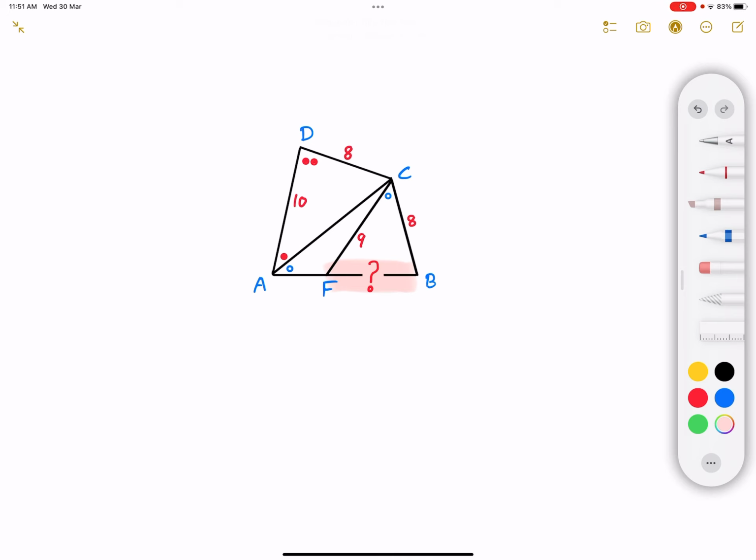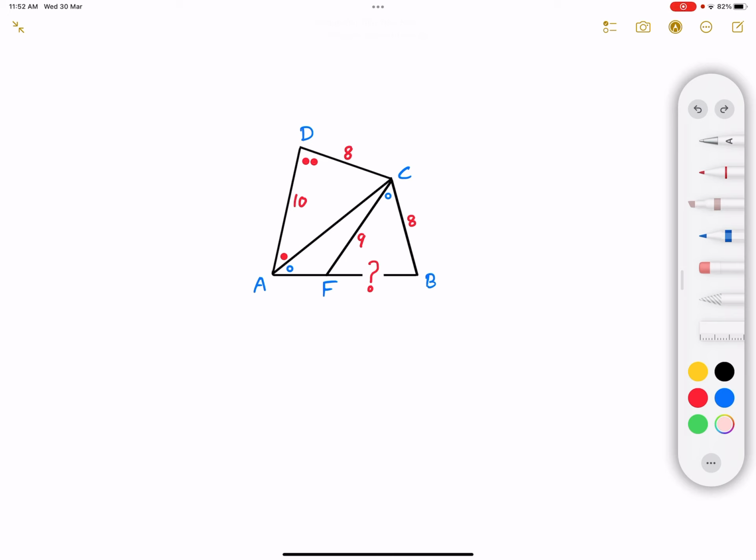Now, if we look at the problem here, we can notice that this angle is a common angle of this big triangle here and this triangle. So we have two triangles, FCB and ABC, where the angle ABC is a common angle. Also, we know that this angle is equal to this angle. So we have two angles in these two triangles that are equal, which means that the third angle is also equal, which also means that the two triangles are similar to each other. So we can benefit from that to calculate the unknown length FB.